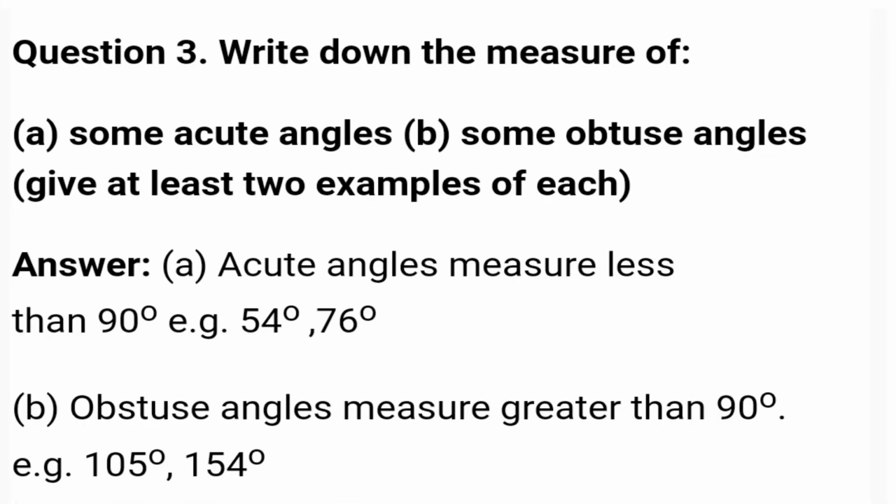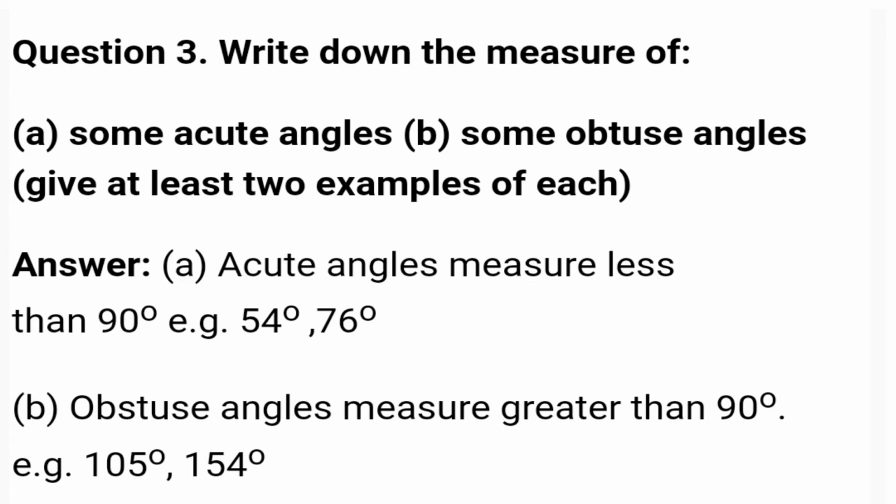Now, let us try to solve question 3. Write down the measures of A, some acute angles, B, some obtuse angles, and give at least 2 examples of each. Thus, let us answer them one by one. A, acute angles. Well, we know that for an acute angled triangle, measures of all the three angles are less than 90 degree. Thus, we can say that examples of acute angles are 54 degree and 76 degree.